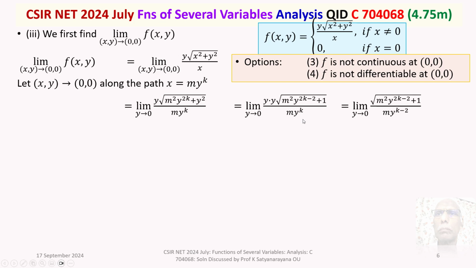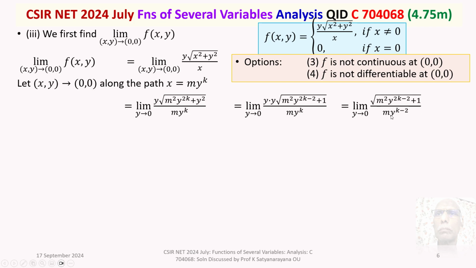So y square will cancel. So limit y tends to 0 of the square root of m square y to the power of 2k minus 2 plus 1, by m y to the power of k minus 2. Now we take k is equal to 2. When k is equal to 2, in the denominator there is no y term, m will remain. In the numerator you will have m square into y to the power of 2 into 2 minus 2, y to the power of 4 minus 2, y square. So under the square root of m square y square plus 1.